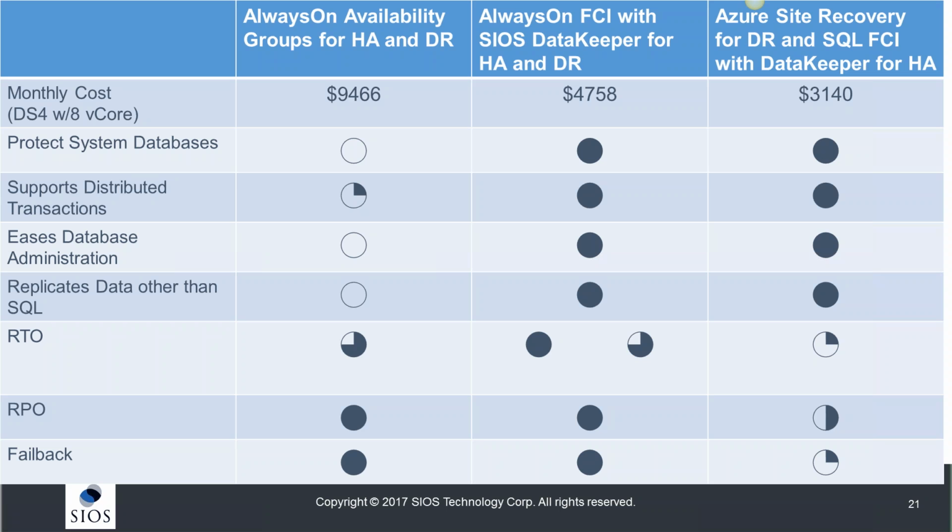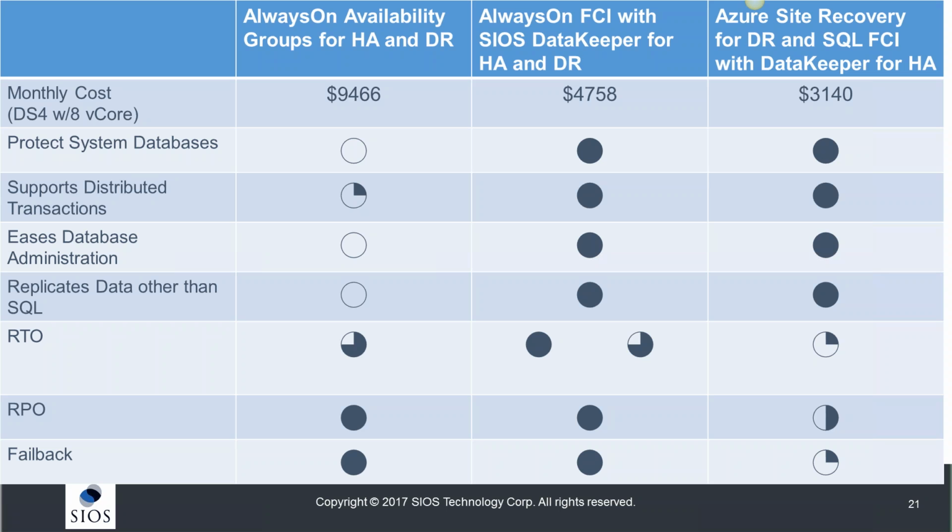I did some pricing based on a DS4 instance, which I see a lot of in the environments I'm seeing. It gives you 8 cores and supports premium storage. I configured the DS4 in the pricing calculator and added 2 P30 disks to each virtual machine for storage. The monthly cost of the first column, if you deploy that with SQL Server Enterprise Edition on all 3 nodes, is $9,466 a month for that 3-node configuration.